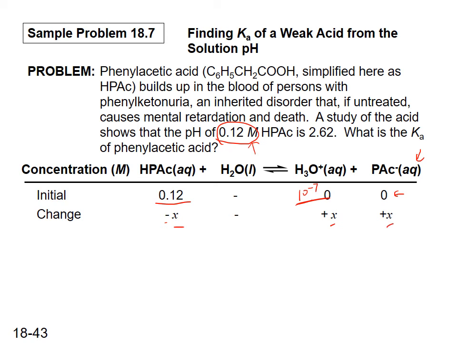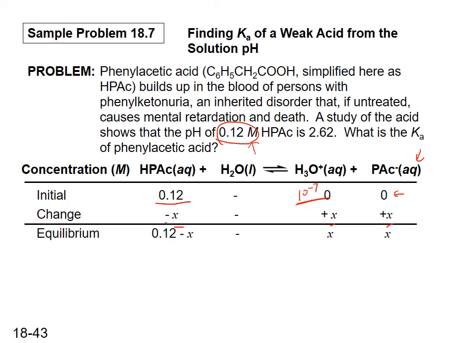Okay, what's next? Equilibrium. So at equilibrium, the acid still has 0.12 minus X left. So this is how much acid is still present at equilibrium, so you use initial minus change, and the hydronium ion is 0 plus X. That's how much hydronium ion is in the solution at equilibrium, and the anion. Okay, next step is to solve it. How do we solve it?